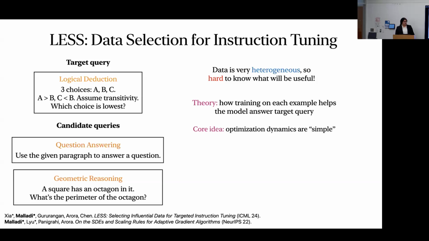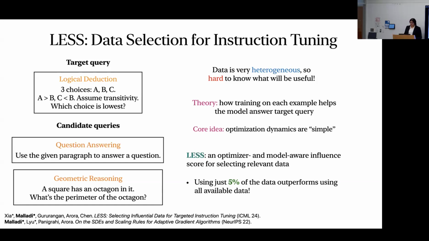And the core idea in this theory is really to characterize the optimization dynamics as simple. Not as simple as kernel behavior, but still simple enough that we're able to characterize how training on a particular candidate would help you solve the target. So we designed this algorithm called LESS to select relevant data using this theory, and we're able to use just 5% of the data to outperform using all of the data that's available. So we pick the 5% that's most relevant to your target query, and this ends up teaching the model better than if you used all of the instructions that are available.